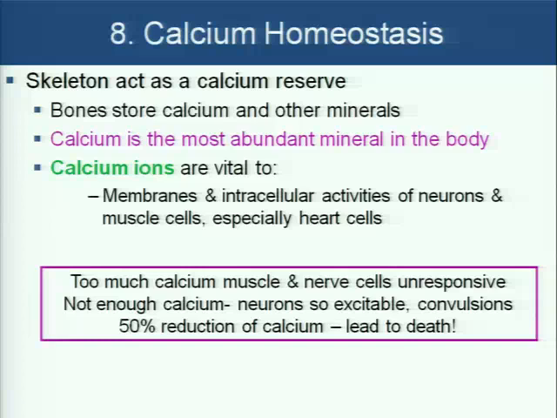This is what happens if you have too much calcium in a muscle or nerve cell. It becomes unresponsive. If you don't have enough calcium, your neurons fire and fire and fire and fire. You get convulsions, you get tetany, you can become paralyzed, and you die. Why? I haven't told you why. I just want to see if you can come up with something of why that would happen.